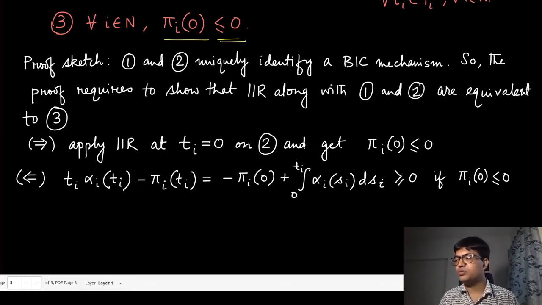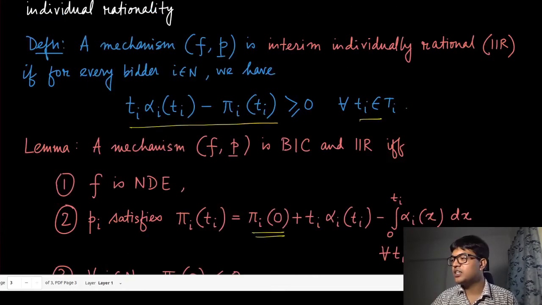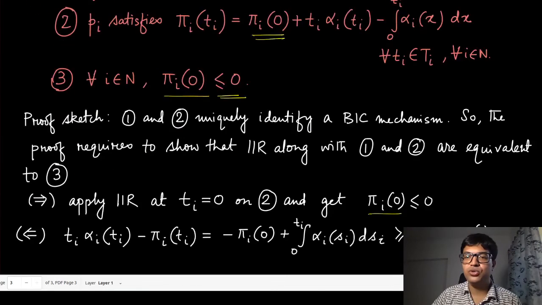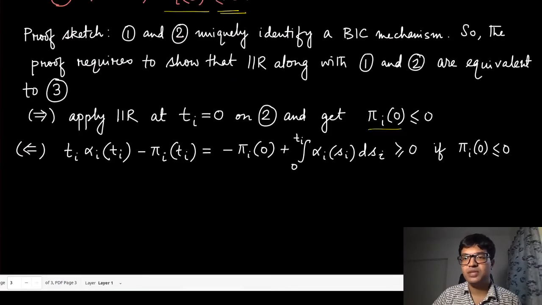So how can we do that? We just need to apply the condition of IIR. So what is IIR? This one, and we are going to plug the value of ti equal to 0. So therefore this term here vanishes, and all that we have is minus pi i 0 is going to be non-negative, which means this pi i 0 should be non-positive. That is very straightforward. We did a similar exercise in the previous case.